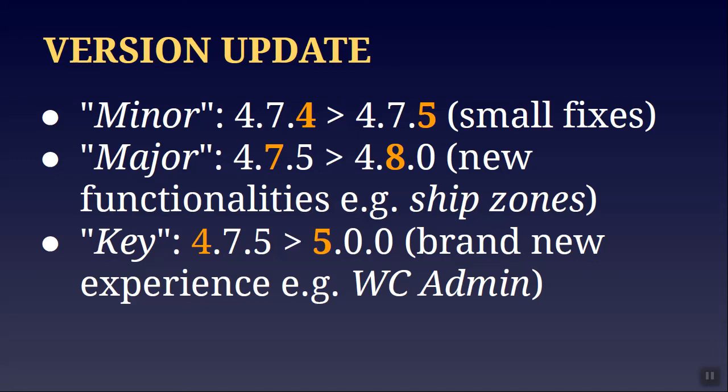Then we've got major updates. As you can see, that's when the second number, the second figure, changes. So you go from 4.7.5 to 4.8.0. That's when a new functionality, especially in WooCommerce, is shipped. For example, whenever the new shipping zone system was released, I think back then was 2.6.0, if I'm not wrong. Doesn't matter. What matters is that what changed was the middle number, and that's a major update.